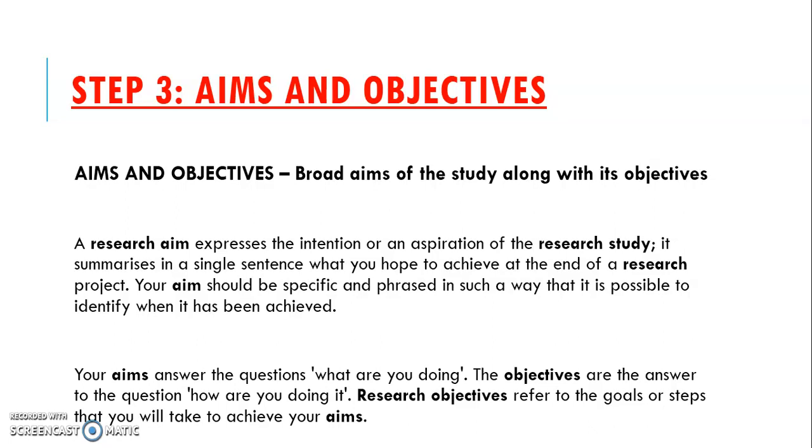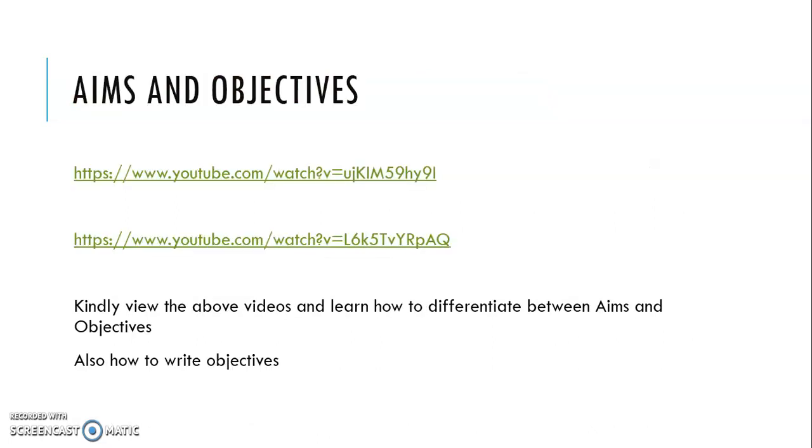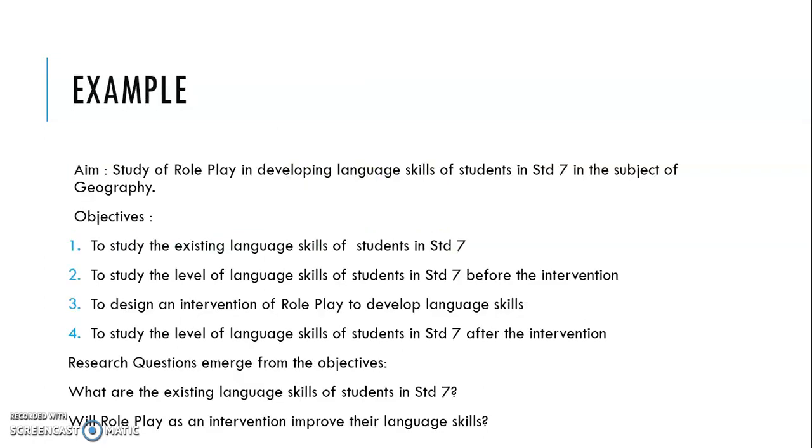Your aims answer the question, what are you doing? And the objectives answer the question, how are you doing it? So your objectives refer to the goals or steps that you will take to achieve your aims. So you can view these videos and understand the difference between aims and objectives.